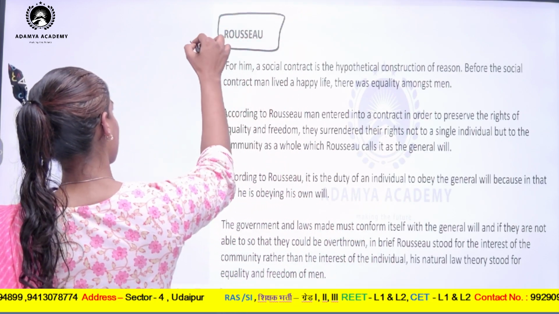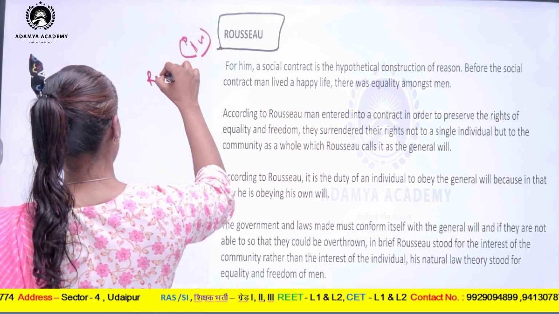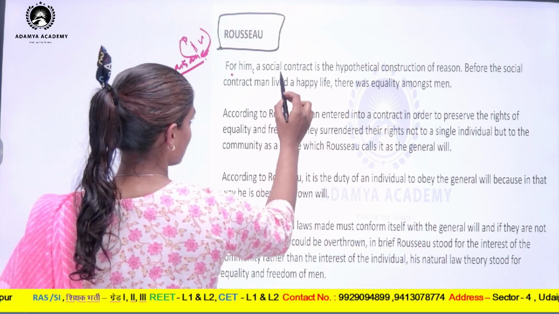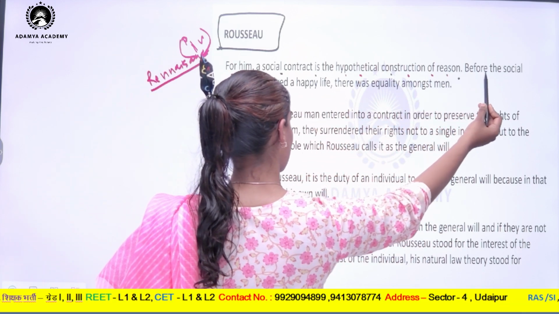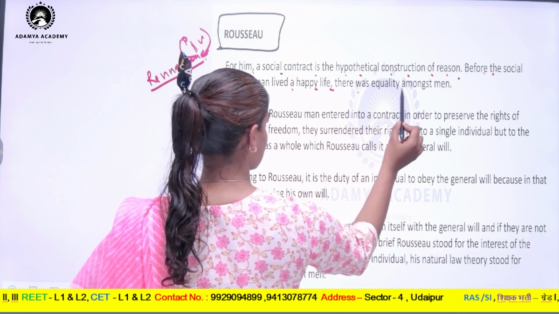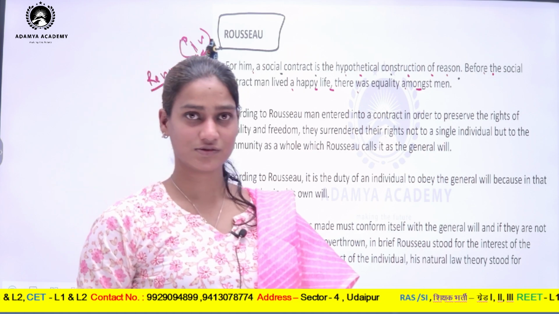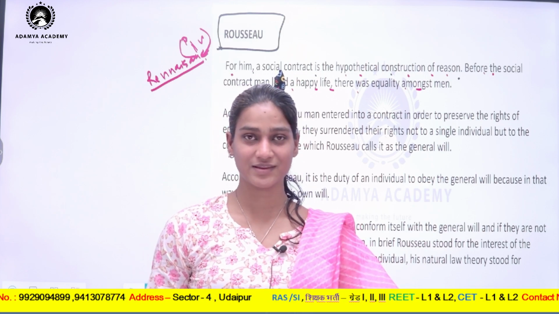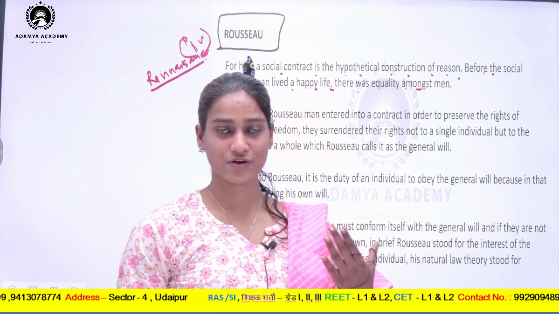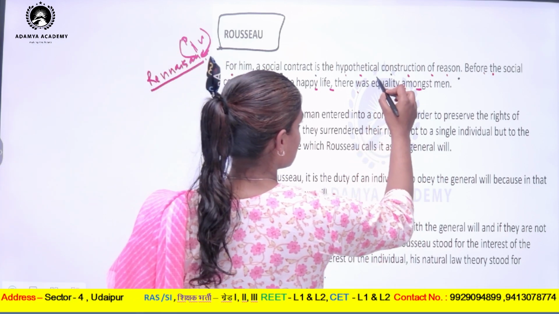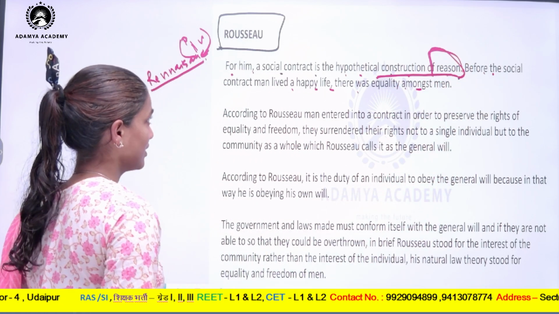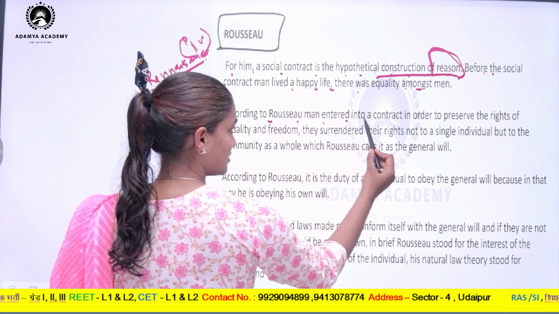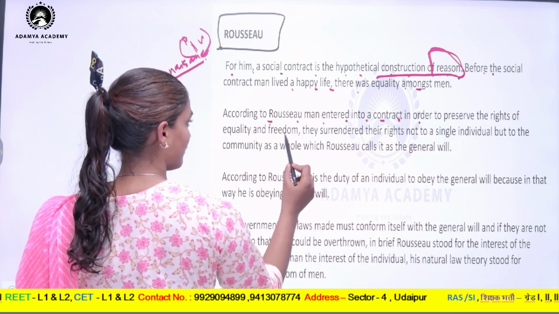And then the last author of this theory, of the Renaissance period which we are studying. For him, a social contract is the hypothetical construction of reason. Before the social contract, man lived a happy life. There was equality among men. And this is what I have told you earlier also, what was the need of social contract theory? The need arose because of many conflicts emerging in the minds of people. So in order to solve those conflicts, contract theory came, and it is solely based on the concept of reason, and reason is actually part of the natural school of law. According to Rousseau, man entered into a contract in order to preserve the rights of equality and freedom.